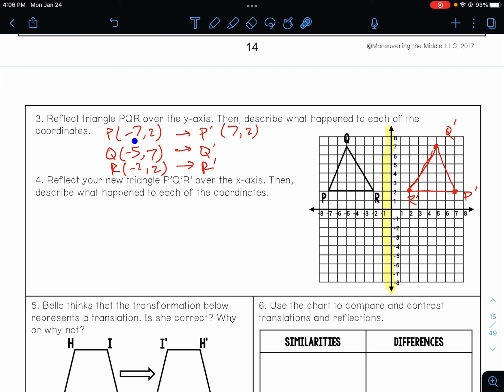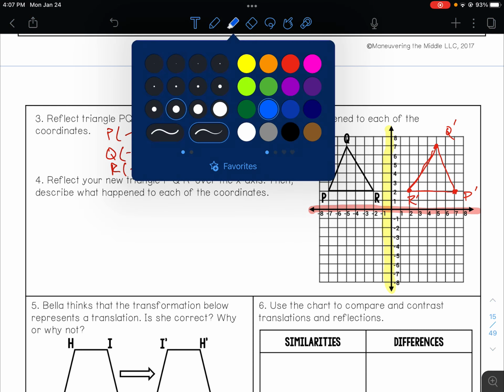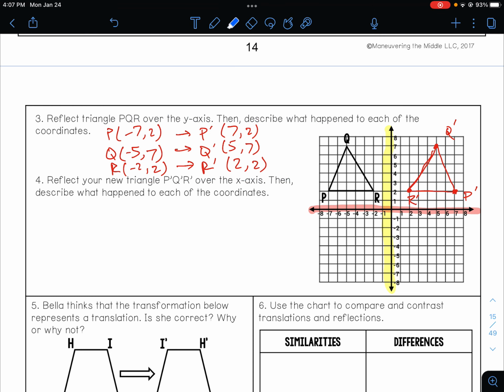All right, they want us to reflect our new P prime, Q prime, R prime over the x-axis, and then describe what happened to each of the coordinates. Okay, so now they want us to reflect it over this axis right here. So let's do it in a different color. So P, if I go 2 up, whoops.